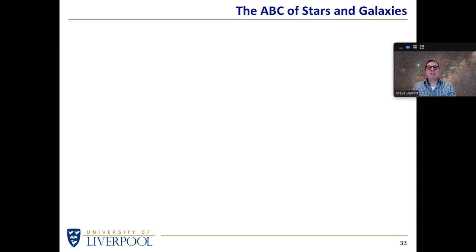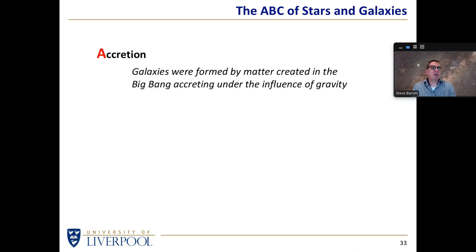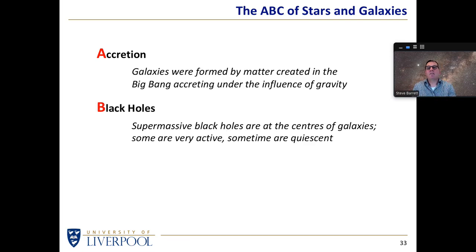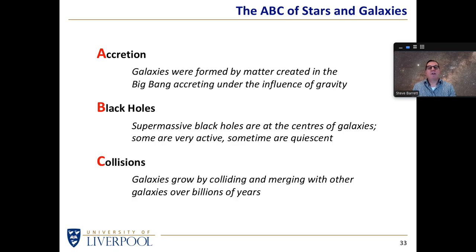With galaxies, I explicitly said that the ABC are A for accretion, because that's how galaxies form in the first place, by matter from the Big Bang accreting under the influence of gravity. Black holes are at the centre of most, if not all, galaxies. Some are very actively feeding on matter that's falling into them. Others are a little bit more quiescent. And finally, galaxies grow through collisions and mergers with other galaxies over periods of billions of years.